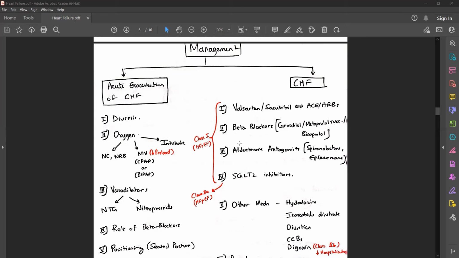Now, you can start all of them together on a very low dose and up titrate them, or you can also introduce them one by one. Nowadays, most of the times, we start the patient on all of these if the patient has HFrEF, and then up titrate them. But the patient with HFrEF should be on these 4 classes of medications.